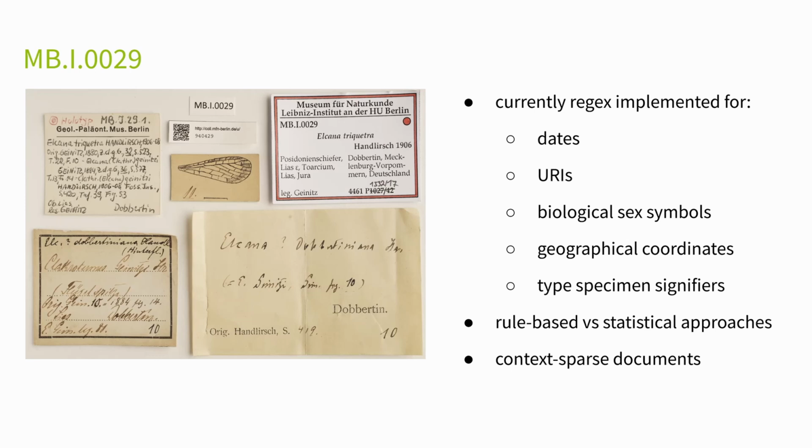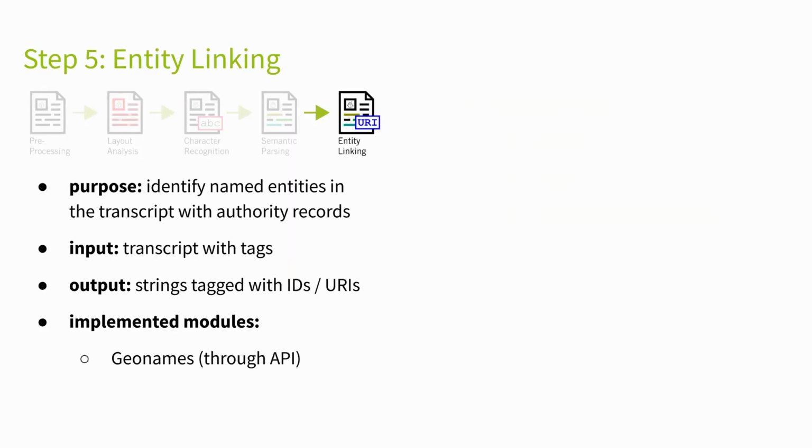Another point of interest in this case is that the labels are, most of the time, what we could call context-sparse documents. We don't have long texts with sentences and accompanying expressions on either side of the word that we're analyzing. But in many cases, we just have one word or abbreviations or a couple of words that somehow belong together. So this is not the kind of context that we get from usual written sources. And it remains to be seen in further investigations how well we can actually do with statistical approaches in these context-sparse documents.